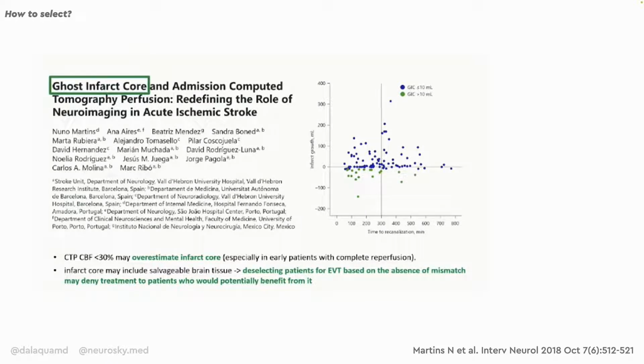So there are many papers that talk about the ghost infarct core. So what it would be if the patient comes in a very early window and does CTP, sometimes the software considers that the core is larger than the final core. So it overestimates the real core, the final core, and we should keep in mind that based on this, we can exclude patients from mechanical thrombectomy, patients that would benefit from treatment.